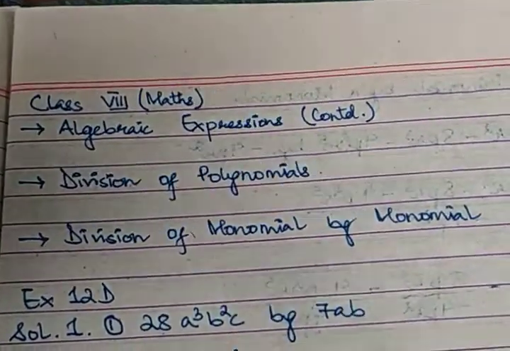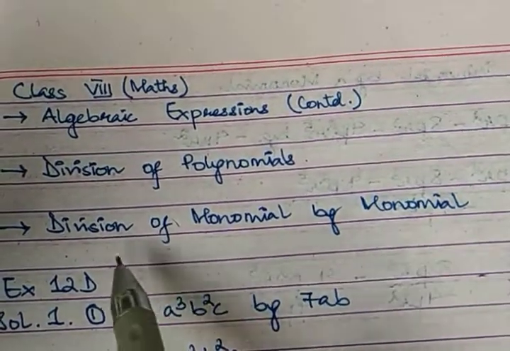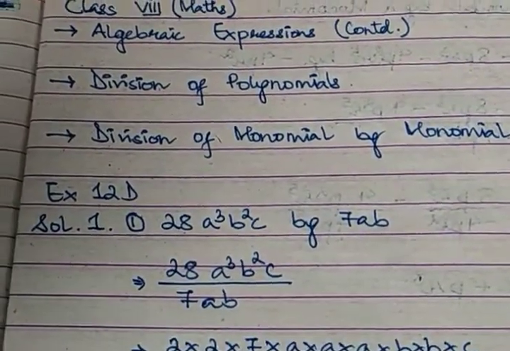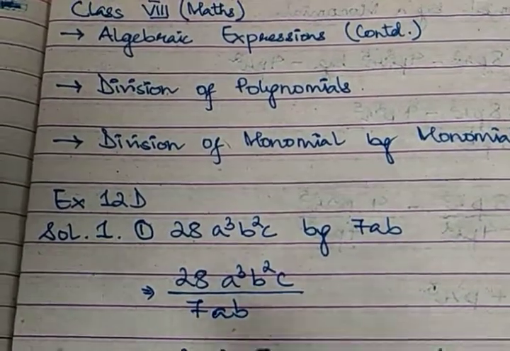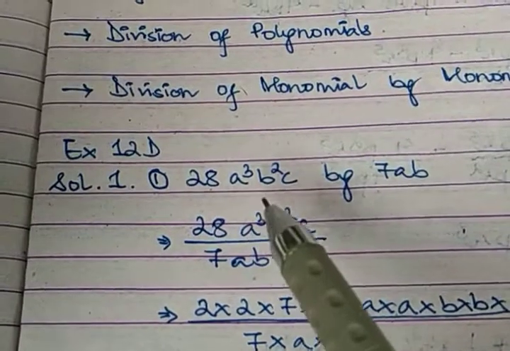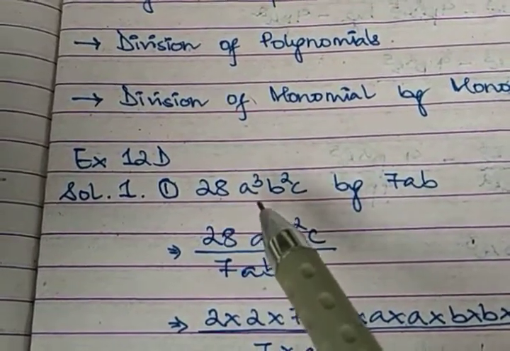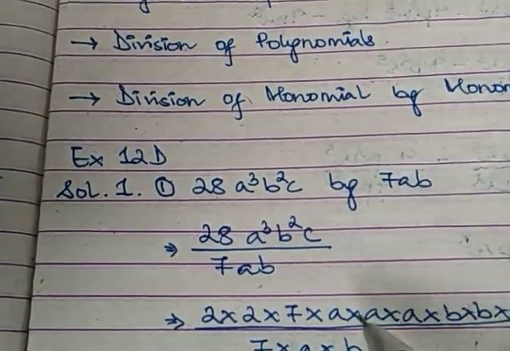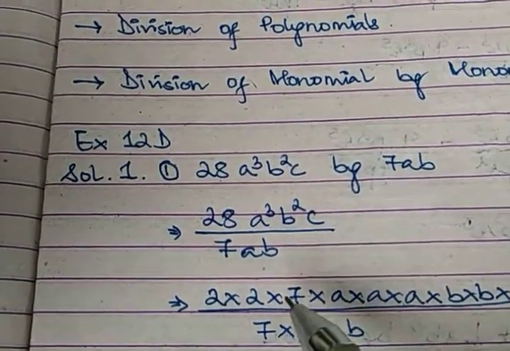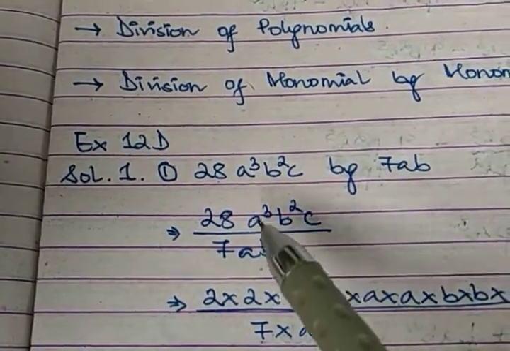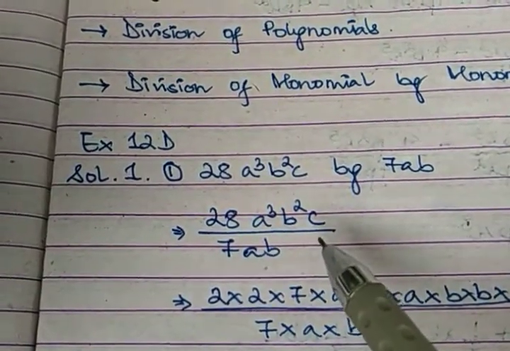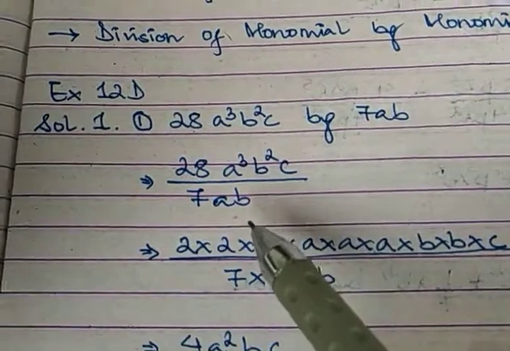Okay. So the first one that I picked here is division of a monomial by a monomial. So what happens when you divide a monomial by a monomial? See, for exercise 2D, question number 1 we have 28a cubed b squared c by 7ab. We know that in case of division we can write it in the fractional form as well, isn't it? So I have written it in the fractional form: 28a cubed b squared c by 7ab.